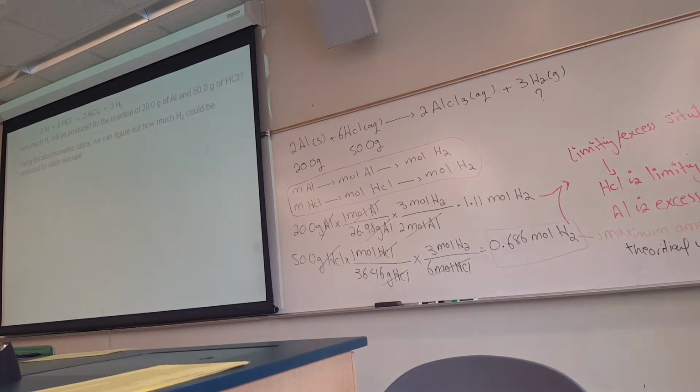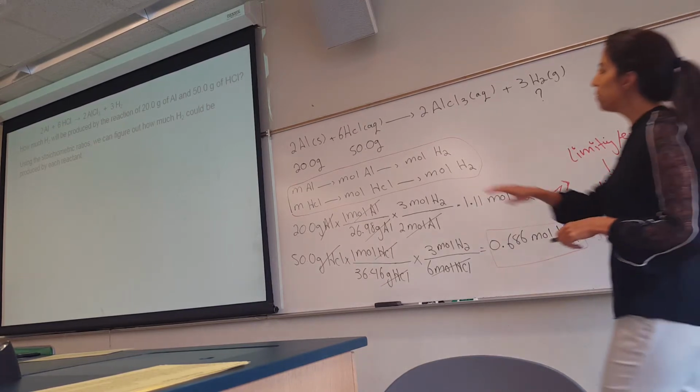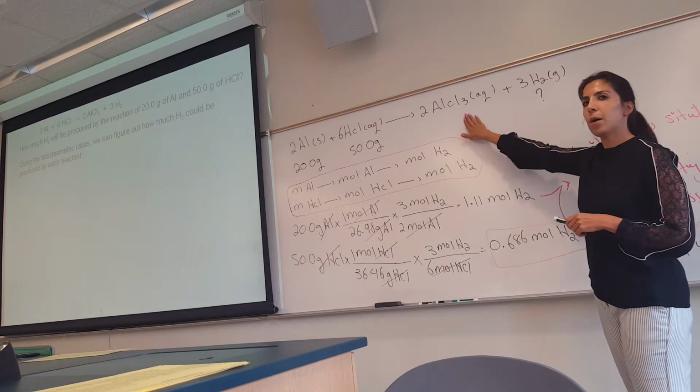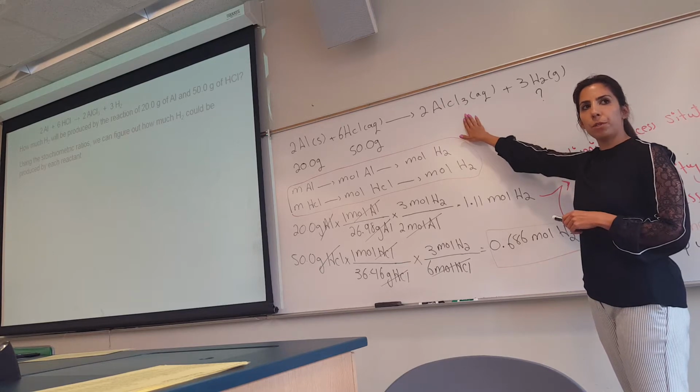How would you find the amount of aluminum chloride in here? You would have to do a stoichiometry for aluminum chloride as well, the way we figured out for hydrogen. Very good. Which reactant do I use for this? Aluminum or hydrochloric acid? You would use the limiting reactant. You're going to start, very good, with 50 grams of hydrochloric acid. You do a mole to mole ratio to figure out how much aluminum chloride would be produced.